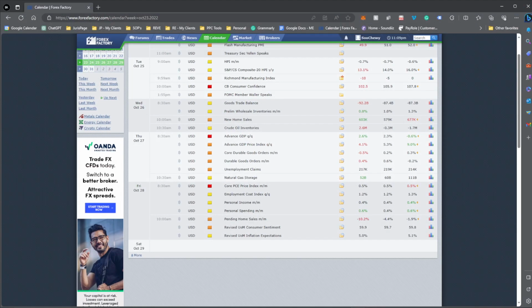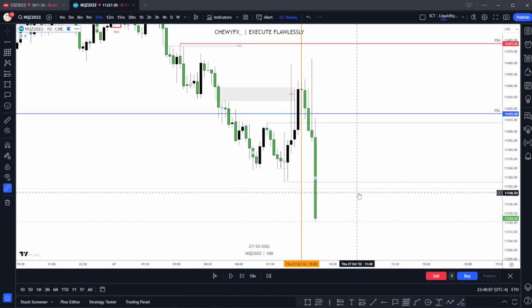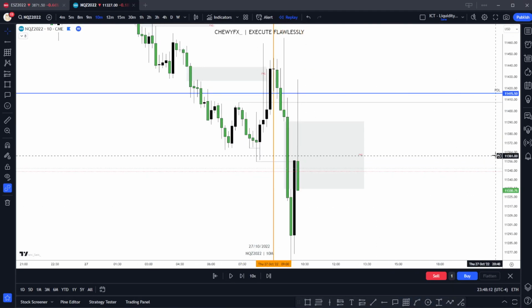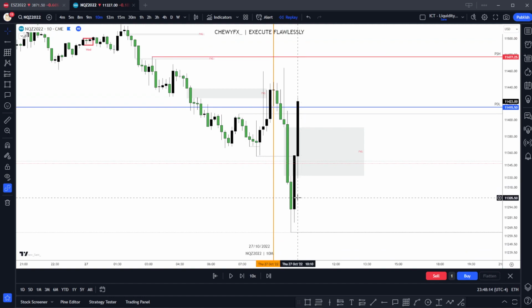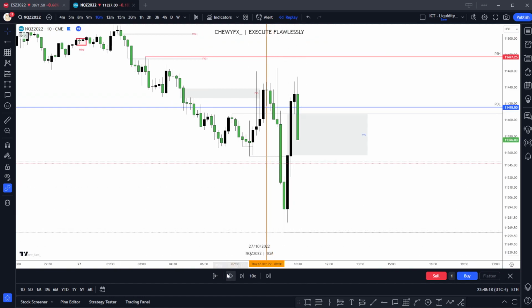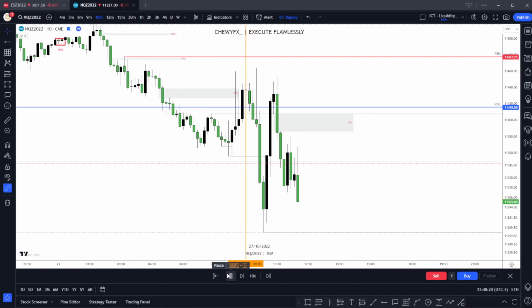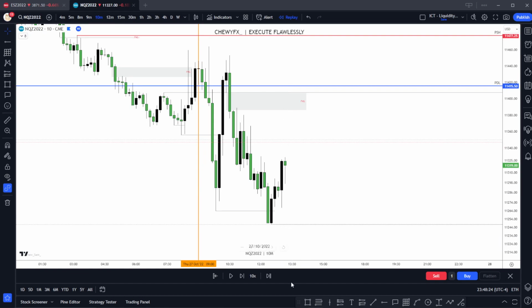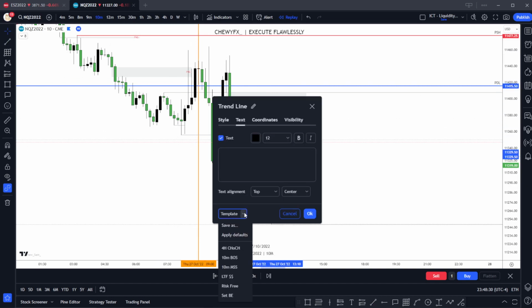Let's see, was there any other news here that I was missing? 10:30 natural gas. Okay, let this play out. Okay, we got a nice V-shaped pattern here. Okay, let's see what market does. We continue lower. Okay, interesting. We got a new high here for a 10-minute market structure shift.